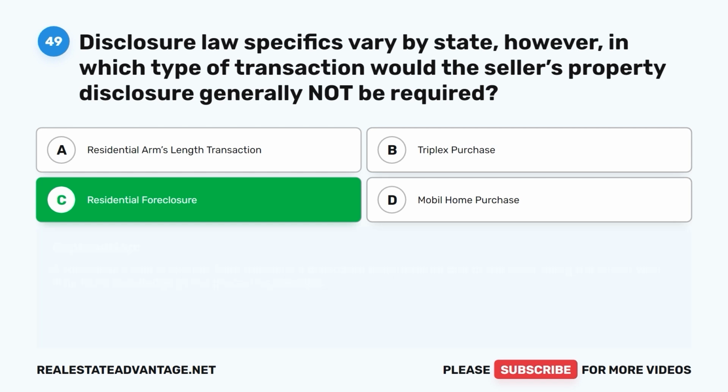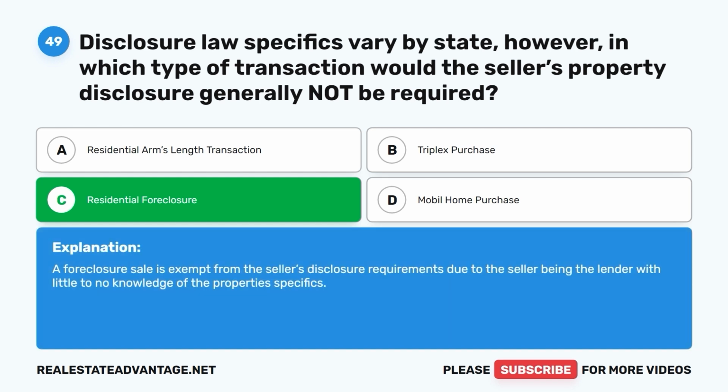Residential foreclosure. A foreclosure sale is exempt from the seller's disclosure requirements due to the seller being the lender with little to no knowledge of the property's specifics.